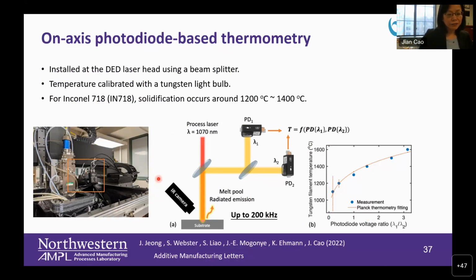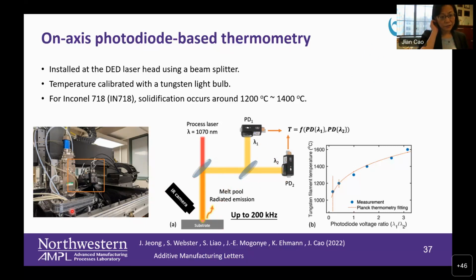What we do for this is use a photodiode system, which was originally provided by Sigma Labs. But what we did is we have this photodiode system lined up with our laser path.